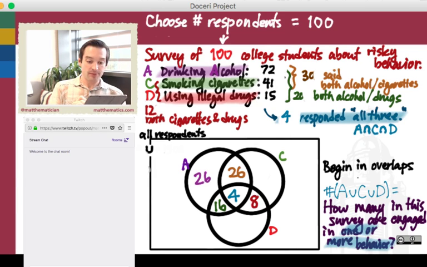How about for cigarettes? Well, for cigarettes, I've accounted already for 38 respondents. There's 41 total that said that they smoke cigarettes. That must mean that I'm missing 3 that are in the only cigarettes category.